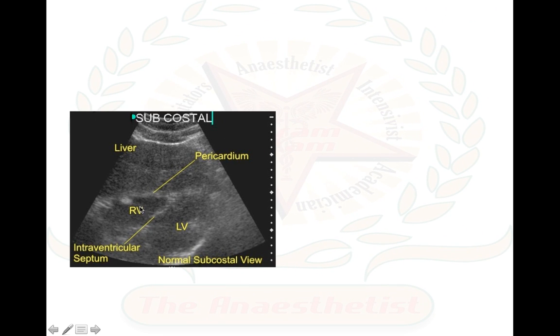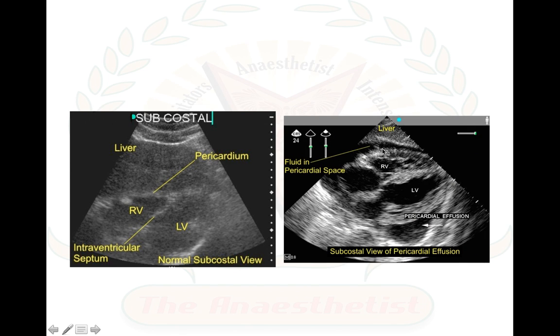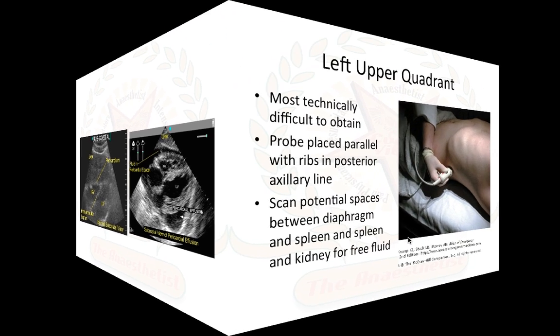This is the heart, this is the right ventricle, left ventricle with the subcostal view, and this is the pericardium. This is a normal view, but this is fluid in the pericardial space. So there is some injury to the heart, and we have to intervene.